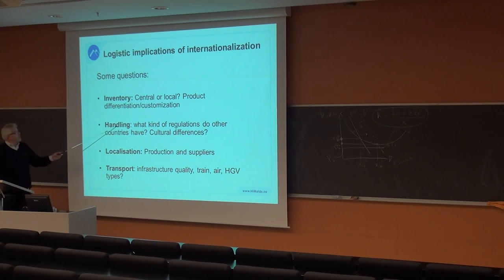Handling, it has to do with regulations. Then you are on the transport chain. What kind of regulations do other countries have? Cultural differences, legal differences, and so on. Localization, I will talk a bit more about localization selection during the next section. But localization of production and of suppliers is important. It goes together with regulations, goes together with factory prices, and so on. Transport, infrastructure quality, and also the vessels that are used for this.